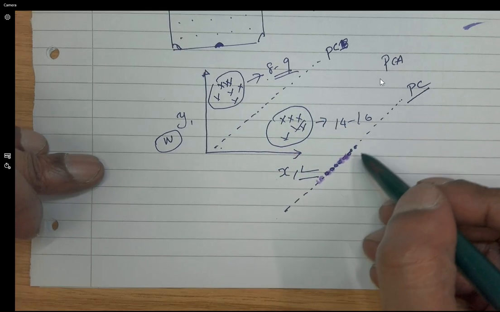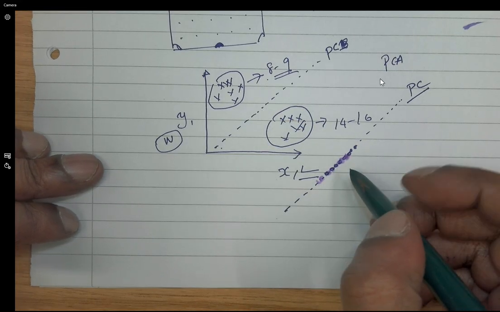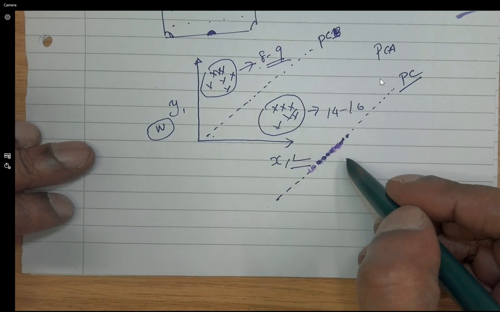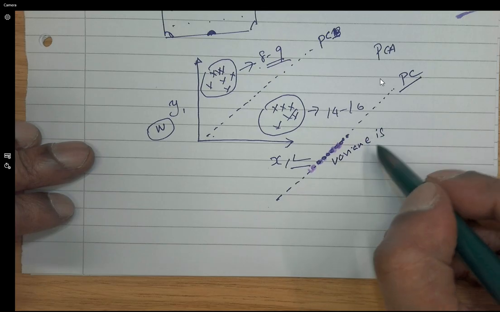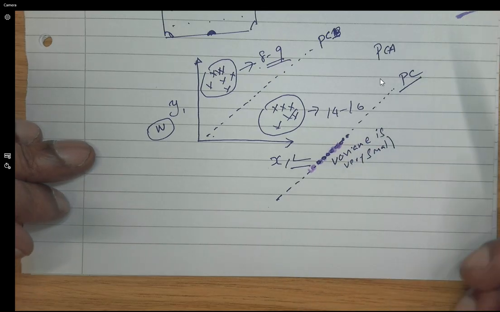So which means the information is not clear, or mathematically we can say the variance is very small. Variance is very small. And let's repeat the procedure.